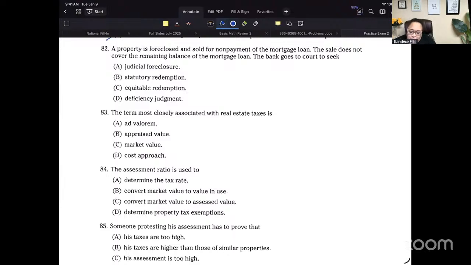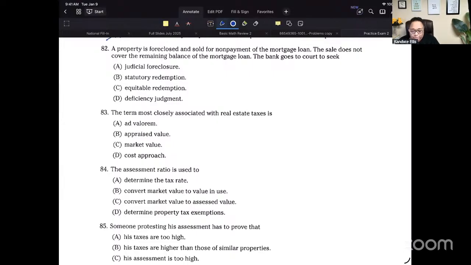All right, 82. A property is foreclosed and sold for non-payment of the mortgage loan. The sale does not cover the remaining balance of the mortgage loan, and the bank goes to court to seek what? So the property foreclosed, the person, let's say, owed $300,000, but at foreclosure it only sold for $275,000. The bank goes to court to seek what to cover that $25,000 difference? Is it A, a judicial foreclosure, B, statutory redemption, C, equitable redemption, or D, deficiency judgment?